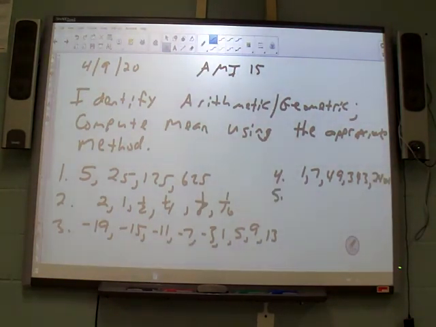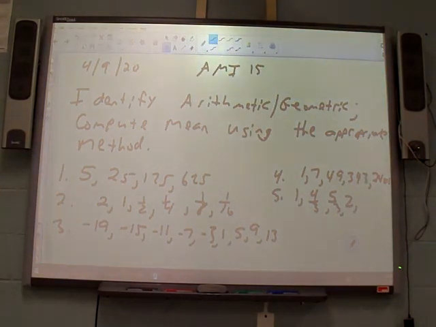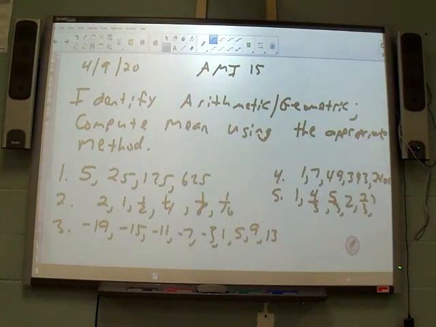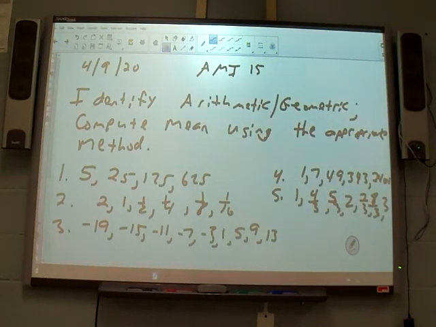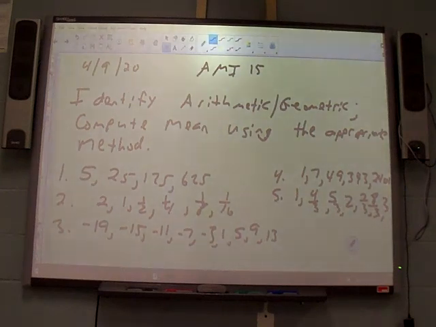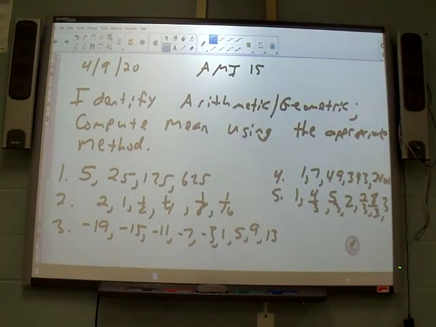And the last one: 1, 4/3, 5/3, 2, 7/3, 8/3, 3. Okay, so for all 5 of those, first off, tell me whether it's an arithmetic or a geometric sequence. After you do that, if it's arithmetic, use your new formula and find the arithmetic mean. If it's geometric, use your new formula and find the geometric mean. And then I'll see you after the Good Friday holiday.